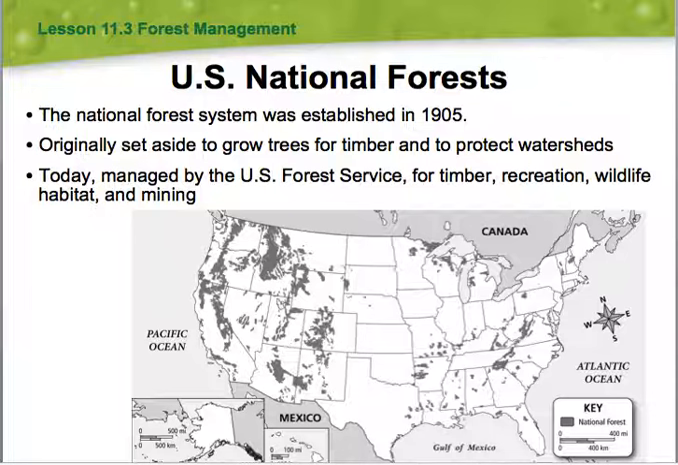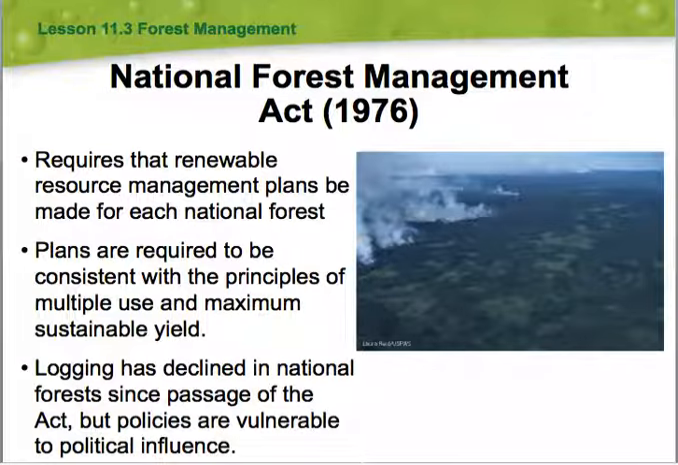And the U.S. National Forest System was created in 1905, originally set aside to grow trees for timber and to protect water. Now the U.S. National Forest System has a multiple use policy, so it's not just timber and water, but recreation, wildlife habitat, mining, and so on.